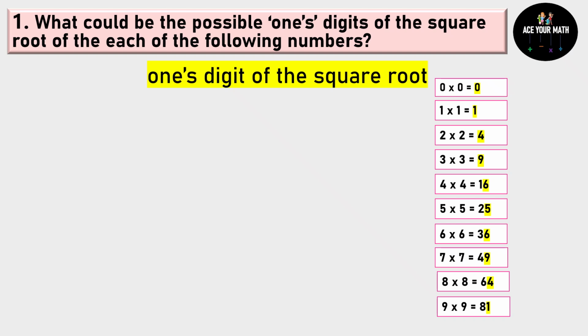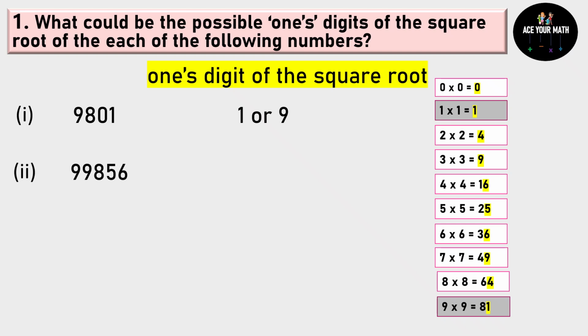Okay, now we'll start solving the question. When you find the square root of 9801, what will be the digit at the unit place? Now look at the right hand side. When you are getting 1 at the unit place, when you take the square of 1 and the square of 9, you get 1 at the unit place. So the answer is 1 or 9. It means whenever you find the square root of 9801, you will get 1 or 9 at the unit place.